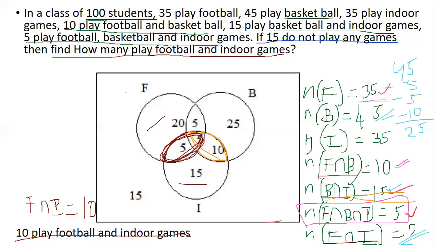Now what we are going to do is consider 100 minus 15. 15 are the people who don't play any games. So I have 85 in total. So these 85 people are part of at least one of the sets, that is football, basketball or indoor games.